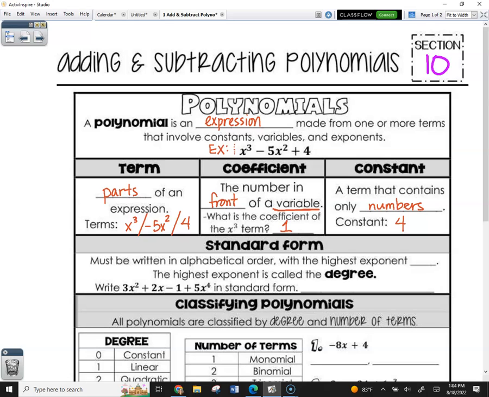When we're dealing with polynomials, it is common practice to put it in what's called standard form. Standard form is not by the numbers in front of the letters, it's by the exponents. Okay, so it has to be written in alphabetical order if we have more than one letter, which we probably won't have, with the highest exponent first. And then here is another vocab word embedded in this. The highest exponent is called the degree, and that is very important.